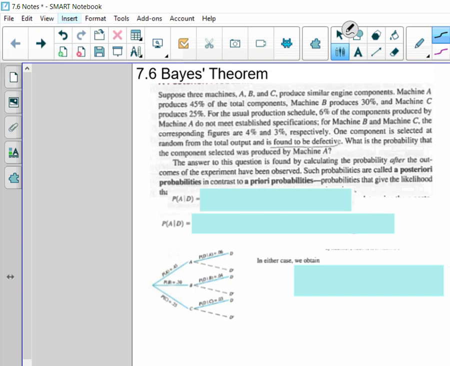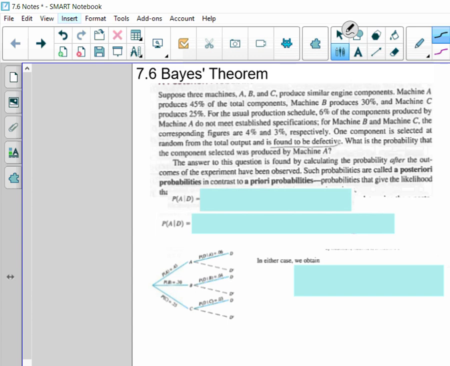Okay, hopefully this won't get cut off, but this is the last section for chapter 7, and it's called Bayes' theorem. And so this is a lot of words here, but I think it's helpful to look at an example problem here to see what this is coming from. So it says, again, very similar to one that we've done.